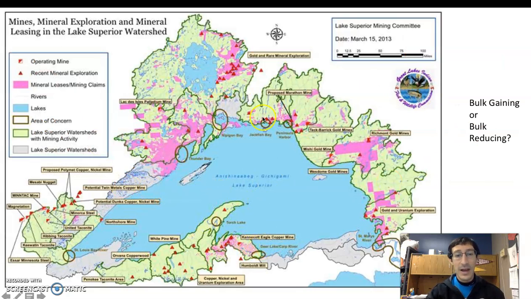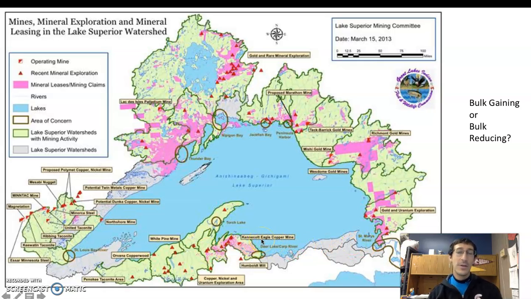So when we look here at Lake Superior, mines, mineral exploration, and mineral leasing in the Lake Superior Watershed District, this goes back about a decade to 2013. You can see recent mineral exploration where they're looking for minerals in these red triangles. Then you also have operating mines in these little squares over here. You can see North Shore Mine right there, and a few others spread throughout Canada, Michigan, and Wisconsin, on Michigan's Upper Peninsula up here.